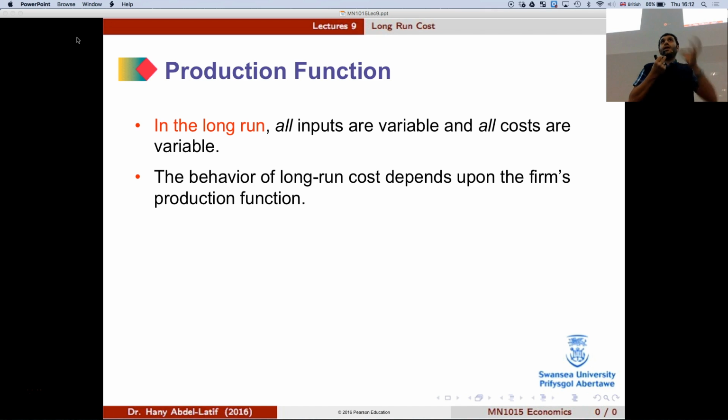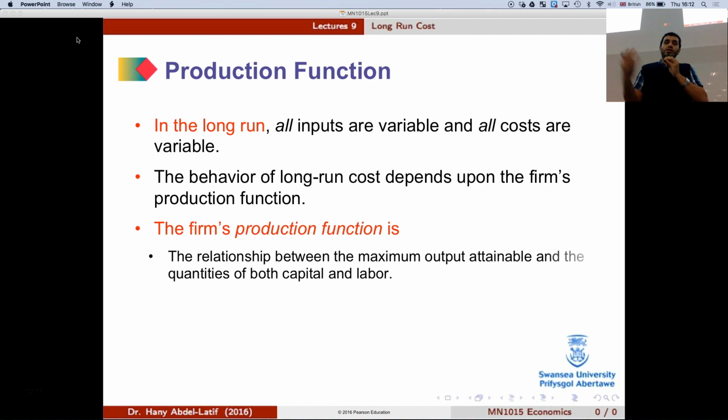We can change all inputs. And the way the long run cost will behave will depend on the firm's production function. So what is the production function? Basically, this is the relationship between the output and the quantities of capital and labor we employ. Okay? So the output, how many units we produce, given the quantities we use of labor and capital. These are our inputs. Now there is nothing fixed, yeah? So they both are variable.